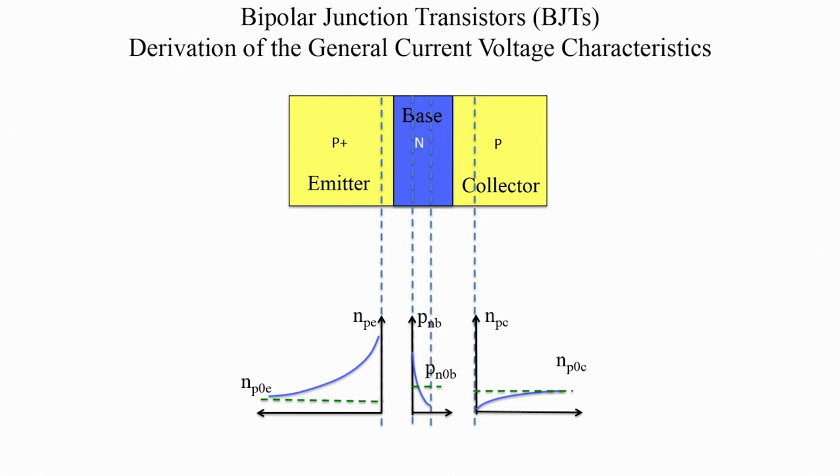So, now let us get into the derivation of the current voltage characteristics for a BJT, and the starting point for this is going to be something that you are already familiar with, which is, in the case of your PN junctions, what was our strategy to derive the current voltage characteristics. So, we had your P side and you had your N side and you had a depletion region, okay. You had a depletion region. What was the strategy for the current voltage characteristics?